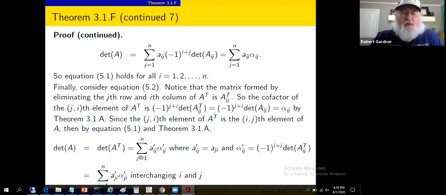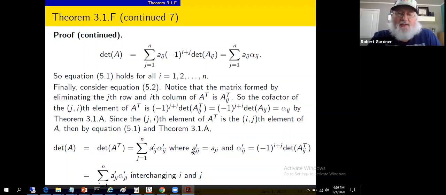The determinant of A transpose would be a sum from j equals 1 to n, A sub ij prime, alpha sub ij prime. So we're expanding along the ith row. We know the row result. That was equation 5.1. We're applying that to A transpose. I'm using primes to give me the entries of A transpose. Probably just me with that notation.